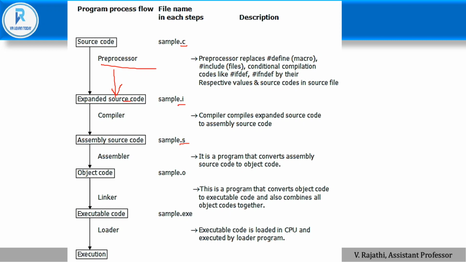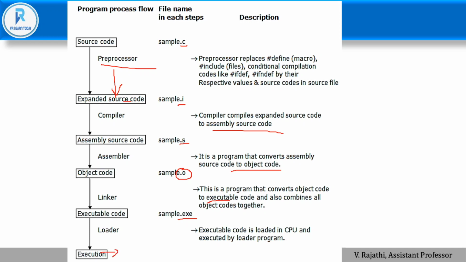In the expanded source code, the compiler compiles the expanded source code to assembly source code, and then the assembler converts the assembly code to the object code, which is .o. After the linker, the program converts the object code to the executable code, which is .exe. Finally, the executable code is loaded into the CPU and executed by the loader program, and after that the output will be generated.